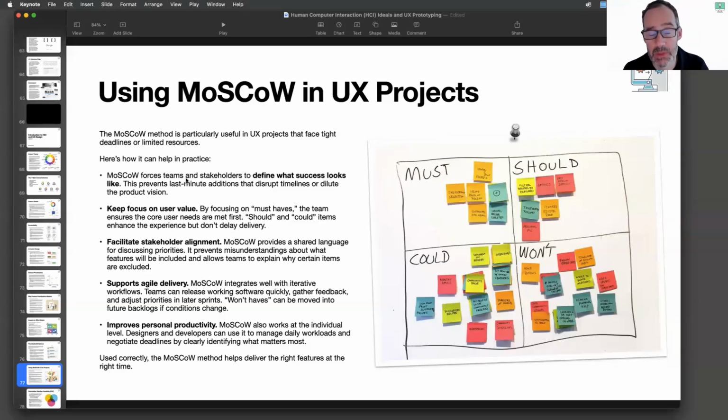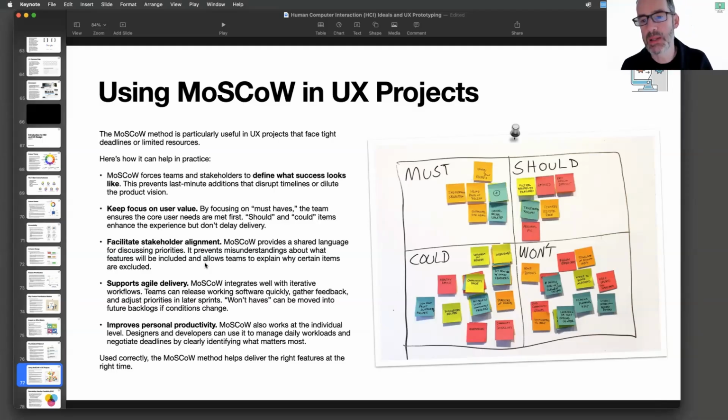So it helps the teams and the stakeholders to define what success can look like. And it also allows you to come up with a plan and a way to prioritize and work through the work. It helps you keep a focus on user value because you're constantly focusing on the must-haves, and they're maybe less important than the should or coulds. And while you might get to the coulds in time because they enhance the experience, they won't delay your delivery. So it gives you a good platform to talk to all the people involved in the project.